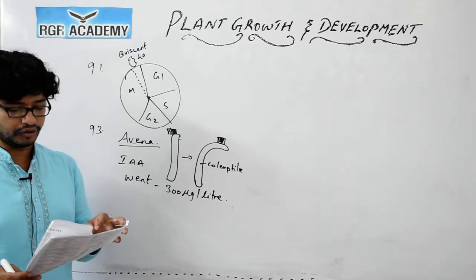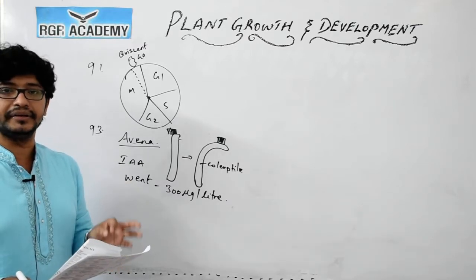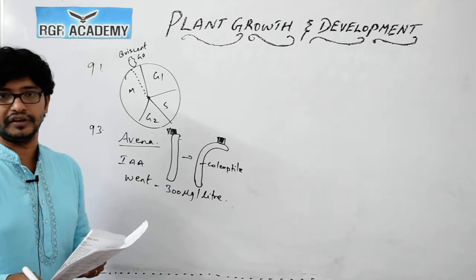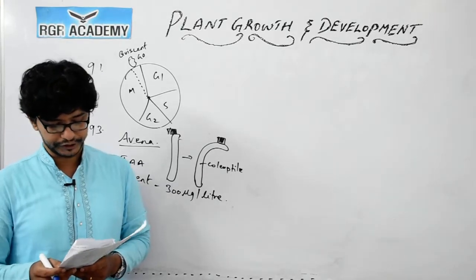So having this content, you could see both assertion and reason are correct, but the reason does not have any correlation or link with the assertion. So we go with the second option for this particular question.